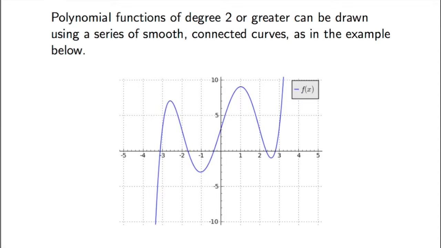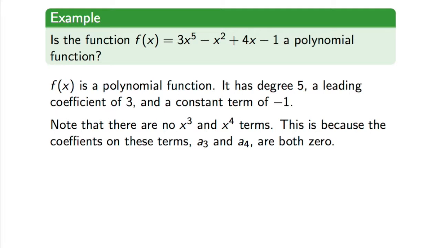Polynomial functions of degree 2 or greater can be drawn using a series of smooth connected curves, as in this example below. In this example, is the function f(x) equals 3x to the power of 5 minus x to the power of 2 plus 4x minus 1 a polynomial function? f(x) is a polynomial function.